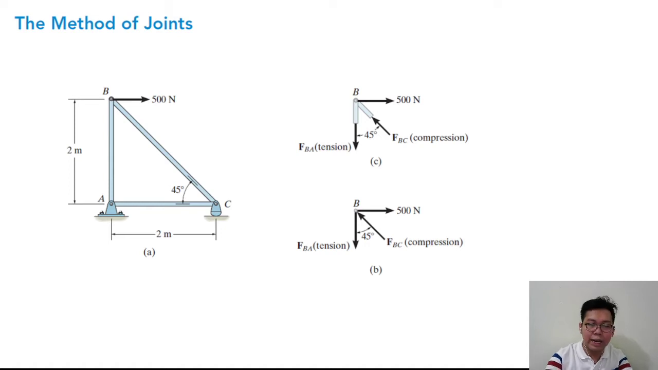Now, minsan, hindi talaga necessary na lahat ng joints. Basta, try lang natin i-consider yung mga joints to solve for the bar forces. Okay, so, for example, halimbawa, yung joint B. Considering joint B, tingnan nyo, meron tayong isang external force, 500 Newton to the right, and then we have the other, yung mga internal forces natin, yung mga bar force natin. We have the bar force BA or AB, pababa, and then the bar force BC.